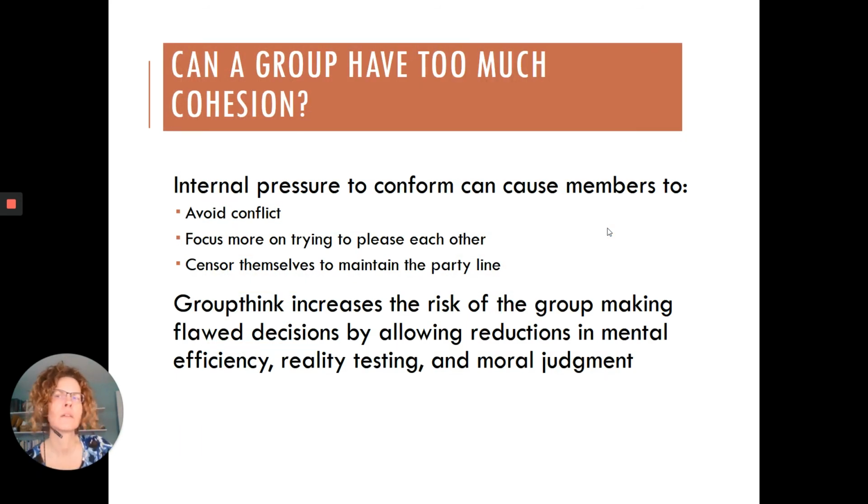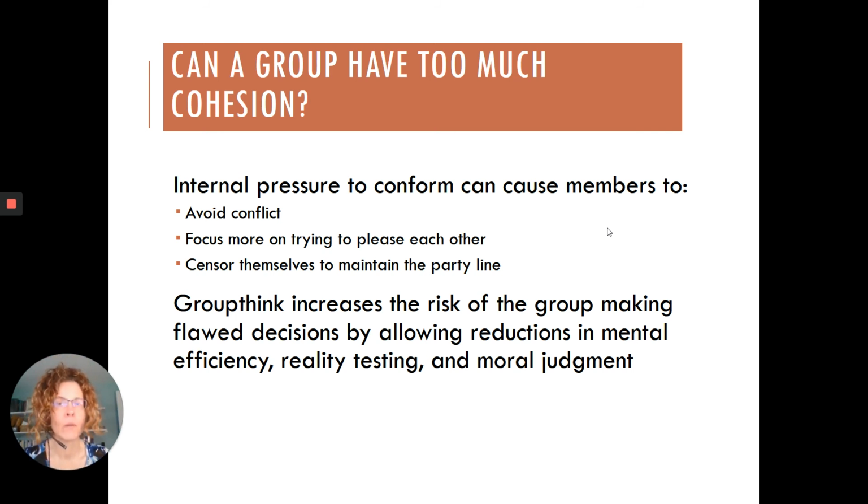And now we're back to the question that I said I would explain. Can a group have too much cohesion? The answer is yeah. Internal pressure to conform can cause people to avoid conflict. They just want to be seen as getting along, to focus more on trying to please each other rather than trying to accomplish the overall goal. And people will censor themselves to maintain the party line. In other words, they'll shut themselves up. So it looks like the group or the team is unified.